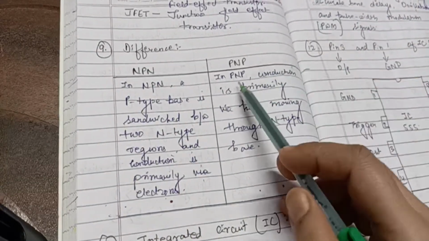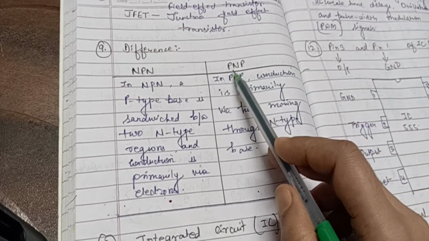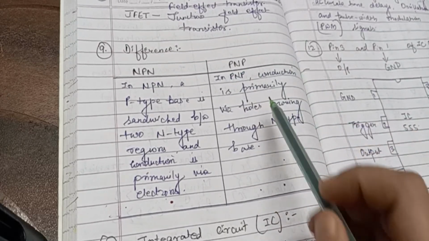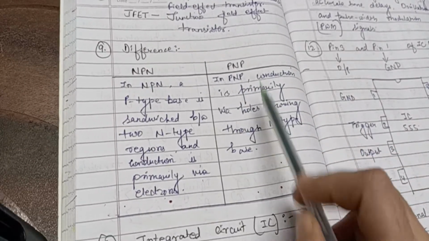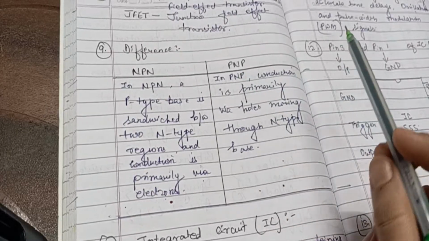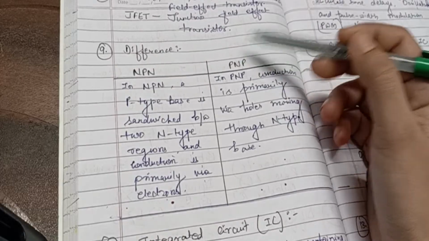What is PNP? In PNP, N is the base and it is sandwiched between two P-type semiconductors. In PNP, conduction is primarily via holes, and holes are the majority charge carriers moving through the N-type base.